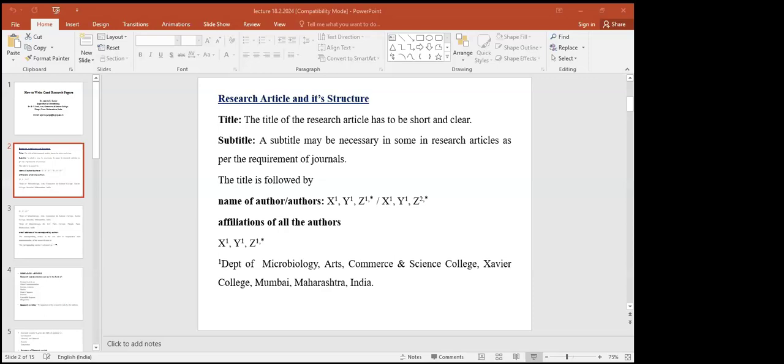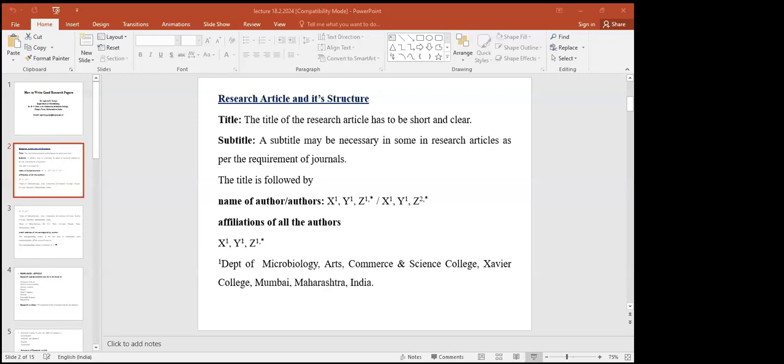In a research paper, we follow globally the IMRAD pattern. It is introduction, materials and methods, results, and discussion. That is the standard pattern that we follow globally, all over the world. It is the simplest and most standard pattern for writing any research article. Now, the first thing that you need to have is the title.